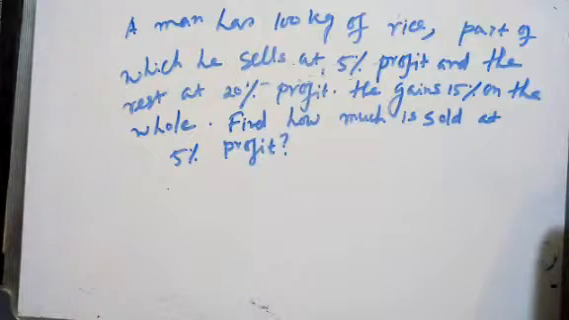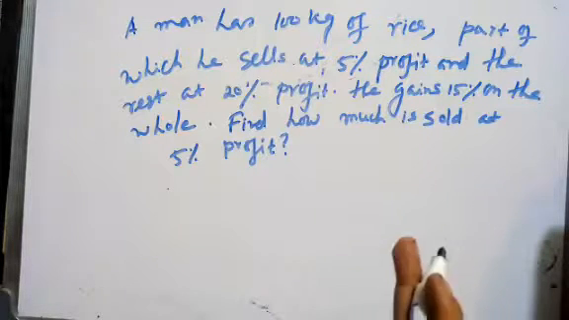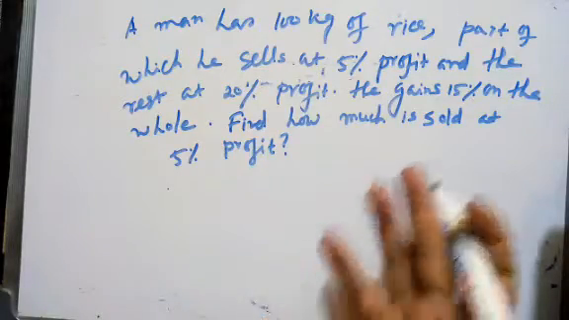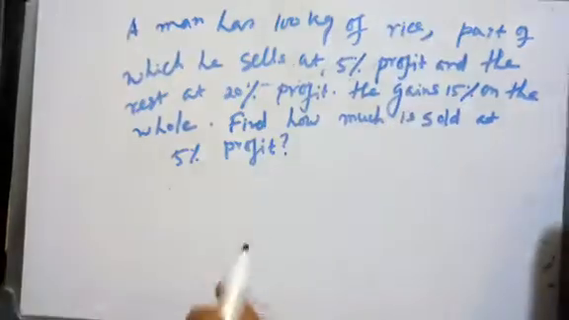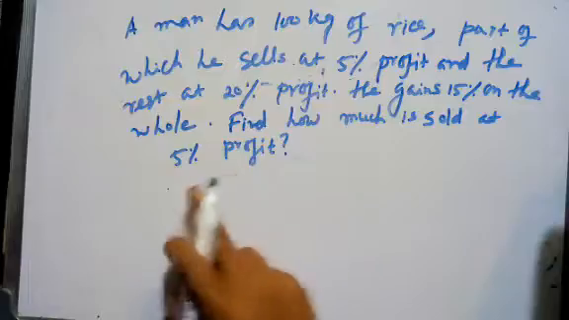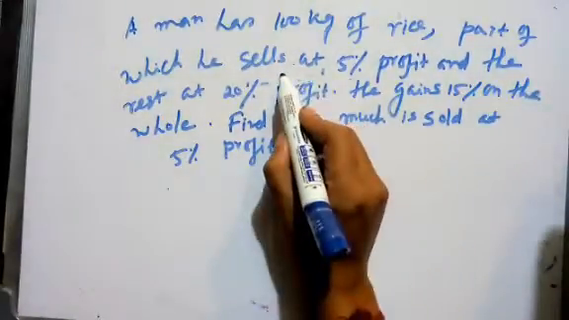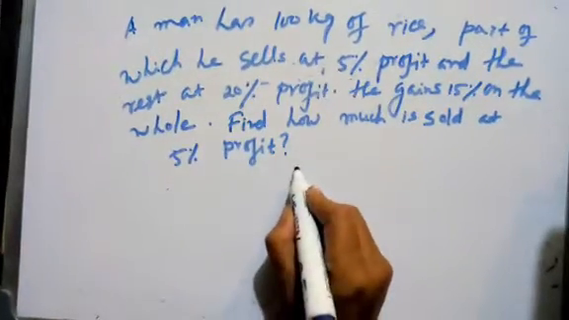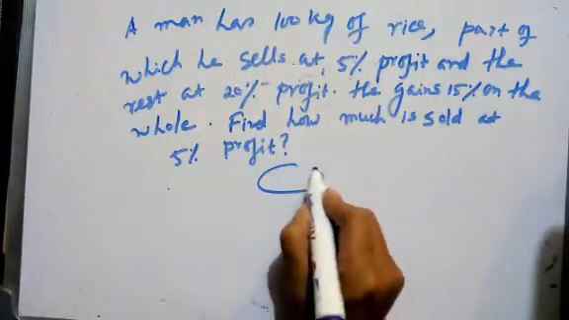Clear? A man has 100 kg of rice, part of which he sells at 5% profit and the rest at 20% profit. Clear? He gains 15% on the whole. That means 15% on both the 5% profit and 20% profit parts. Find how much is sold at 5% profit. Clear? So we draw our alligation chart.